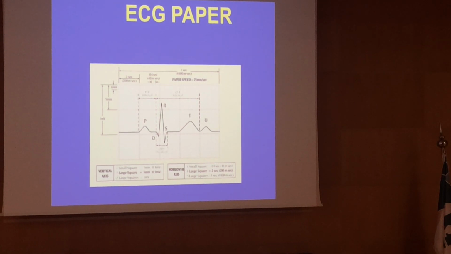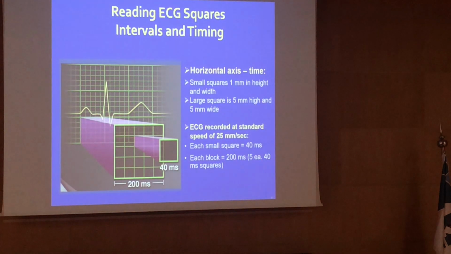For the vertical, it is calibrated so that the stylus will move 2 large boxes for each 1 millivolt. So when there is 1 millivolt, it moves 2 large boxes, and each small square will be 0.1 millivolt. So this is for the time, and this is for the voltage. Remember, each small square is 40 milliseconds, and each large box is 200 milliseconds, or 0.2 of a second.